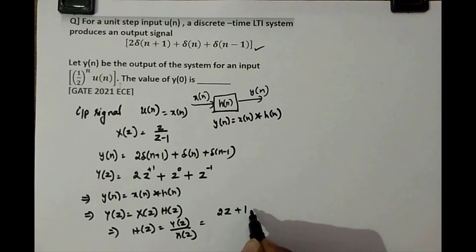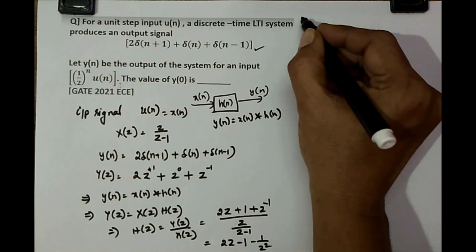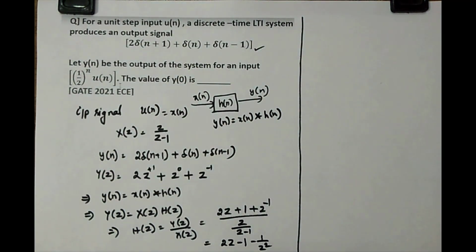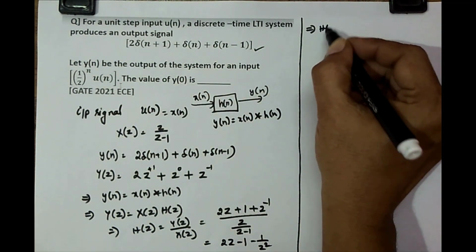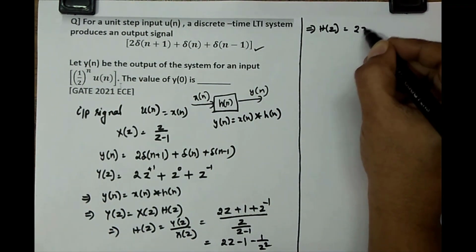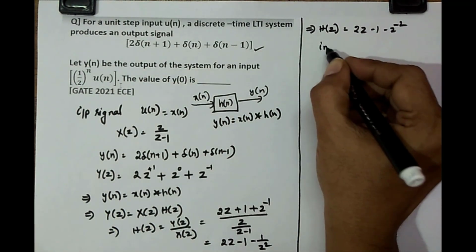Simply 2z power 0, which is 1, plus z power minus 1, divided by z by z minus 1. If you solve this, you get 2z minus 1 minus 1 by z square. This is your H of z. So you can write it again as H of z equal to 2z minus 1 minus z power minus 2. Now apply inverse z.